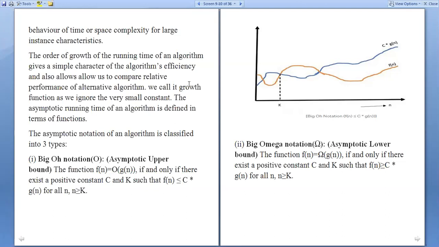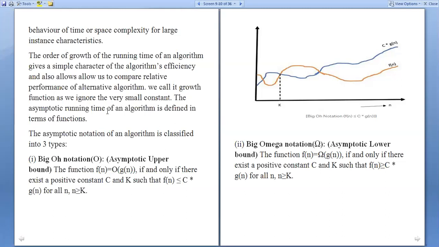So we call it growth function as we ignore the very small constants. What is a growth function? Suppose 2 power n is the exponential growth. Suppose n square or n. O of n is a linear one. O of n square is a quadratic. Like this, we can know depending on the growth function, ignoring the small constants.